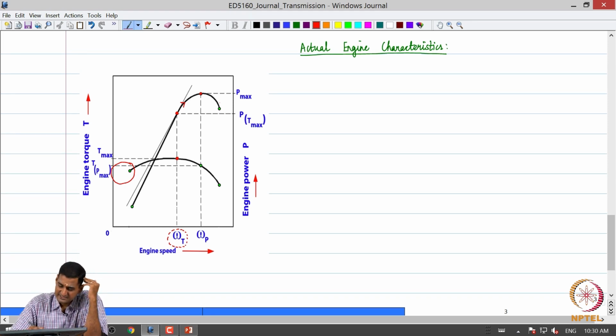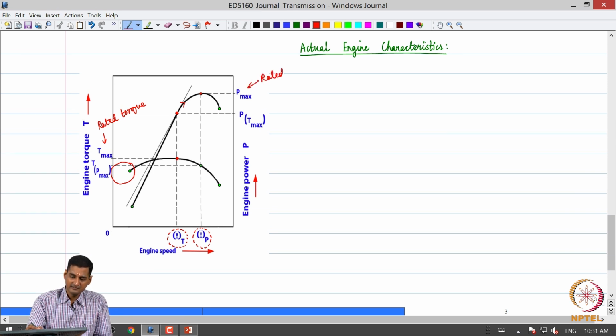The speed at which we get the maximum power, we call omega p. This is the maximum torque, what is called the rated torque, and this is the rated power. Now we can immediately observe that the shape of the torque-speed curve of the internal combustion engine is nowhere close to what we require.